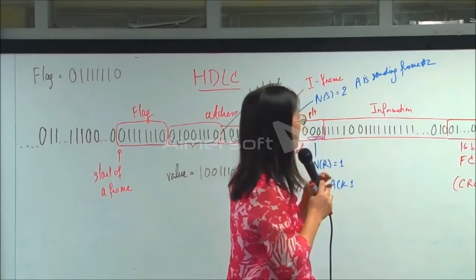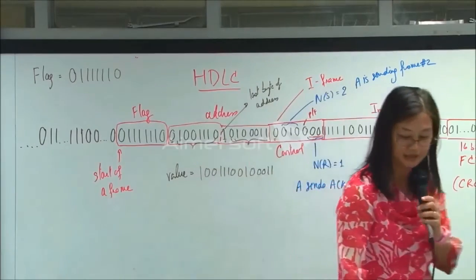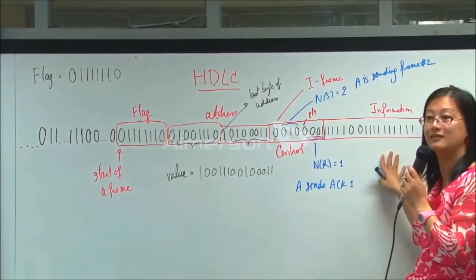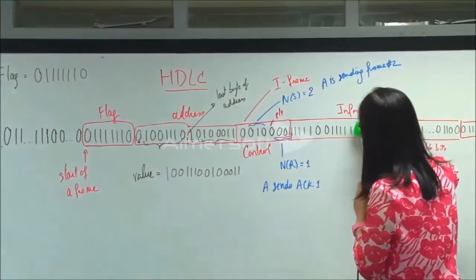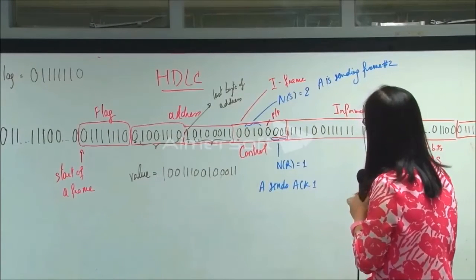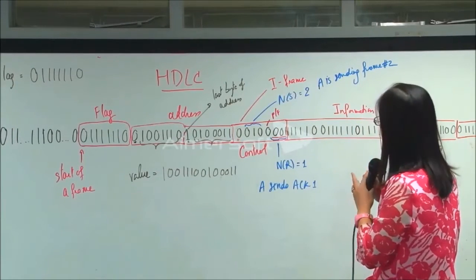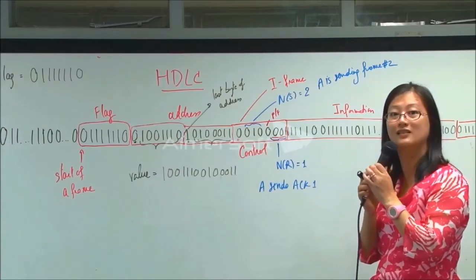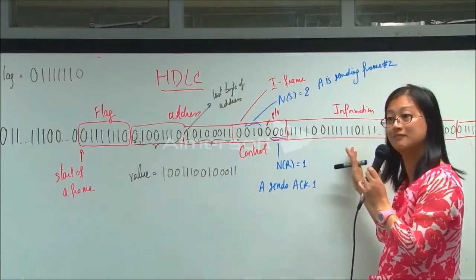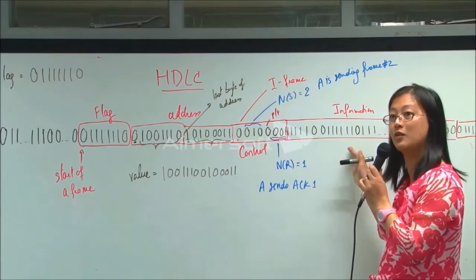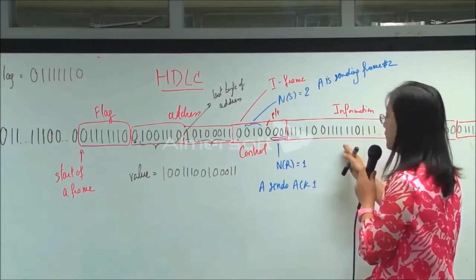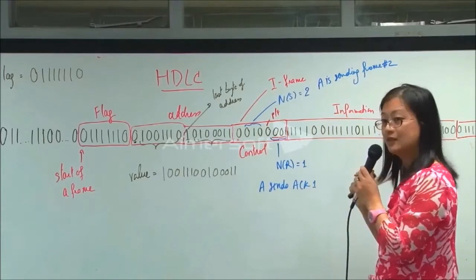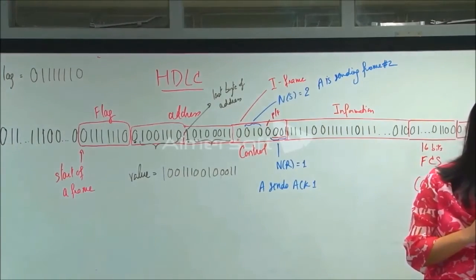Okay, so this is the data. Now, there is one problem: since the flag looks like this, and information can be anything, what happens if the information looks like this? So the information will look like a flag, right? So we will have a problem. Yes, because you will not know whether this is a real flag or not a real flag. So how do you solve this? We can use what we call bit stuffing.